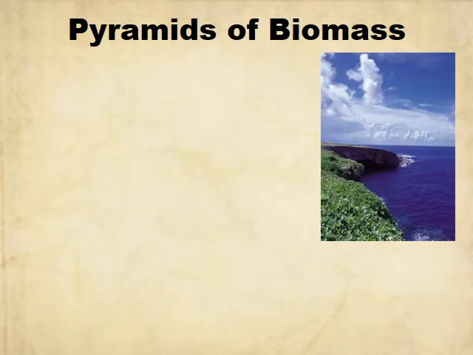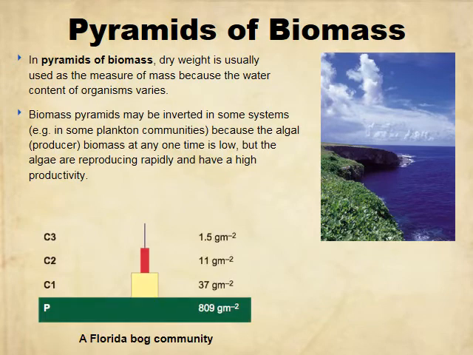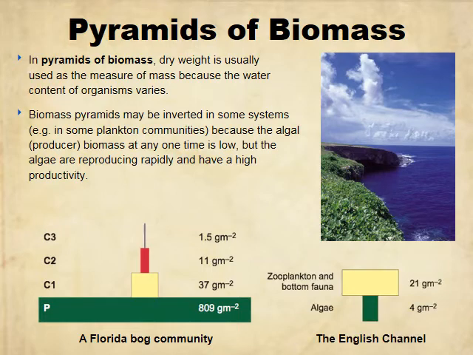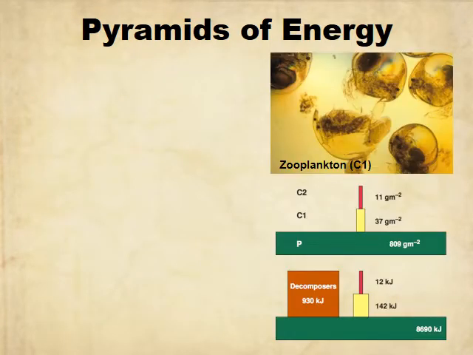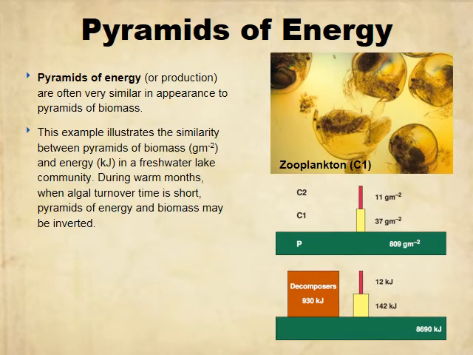Pyramids of biomass. Same thing here. Dry weight is usually used as the measure. That's your biomass, and you have basically your pyramid-looking shape. And then you have your pyramid of energy. And your pyramid of energy can't be anything but a pyramid, because energy is always lost in a system.